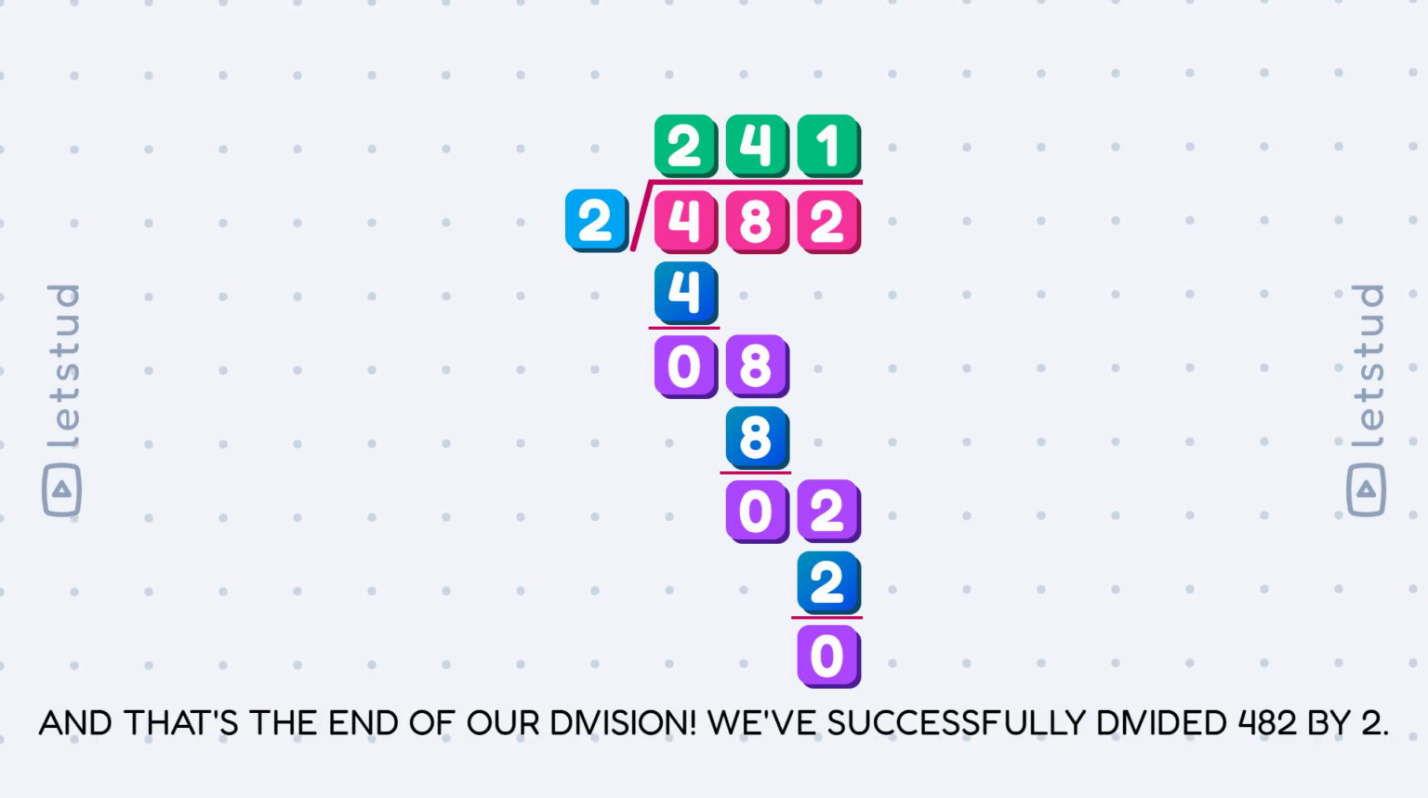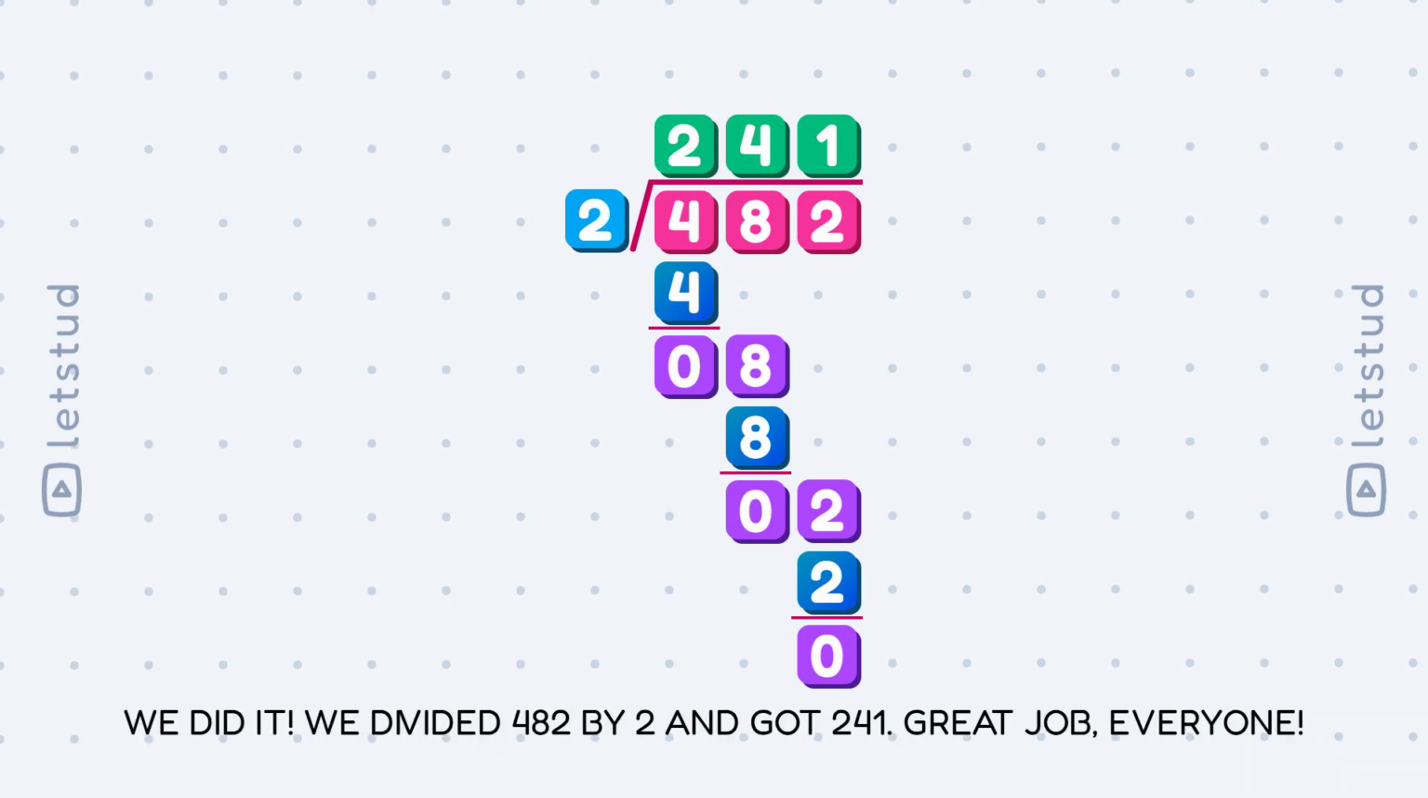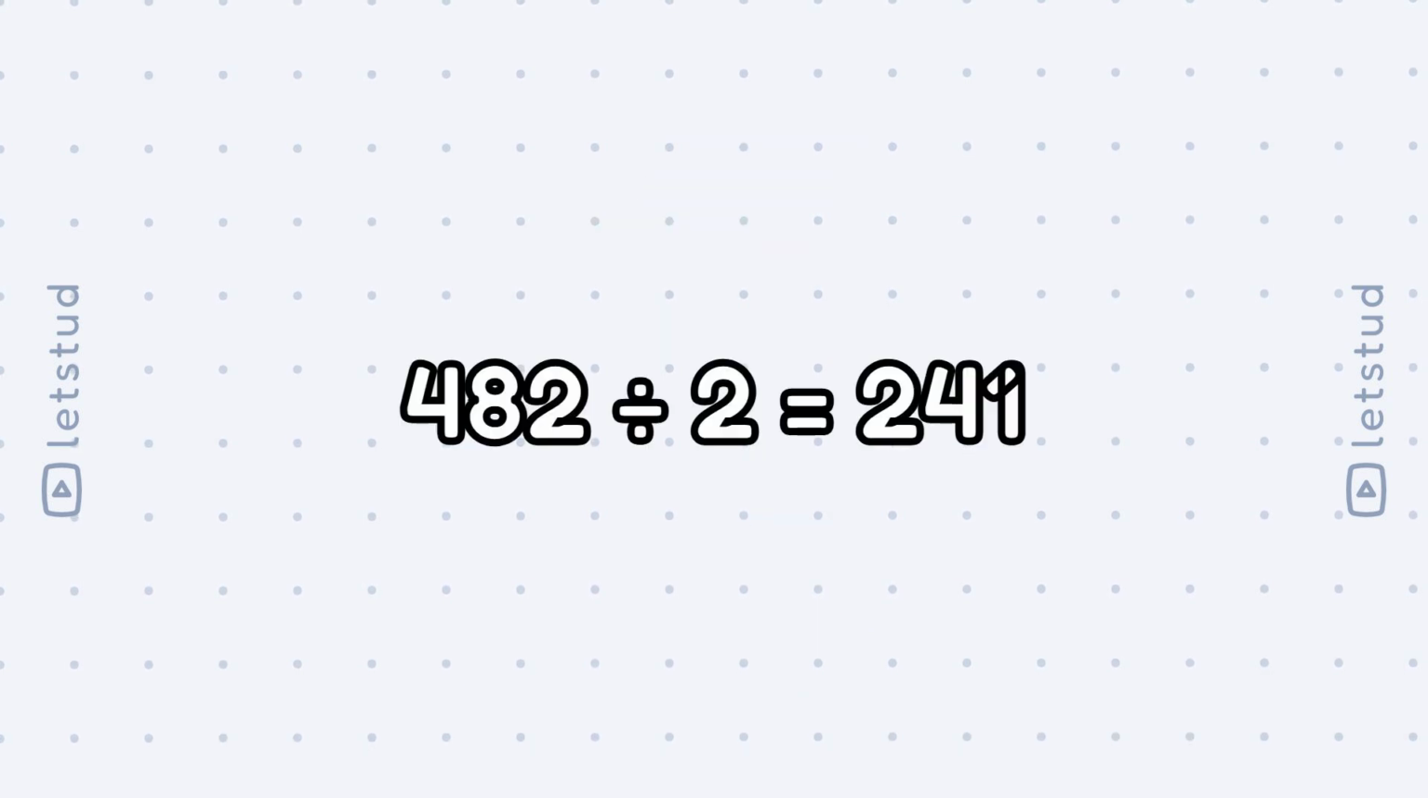And that's the end of our division. We've successfully divided 482 by 2. We did it, we divided 482 by 2 and got 241. Great job, everyone. See, long division isn't so scary after all, you tackled each step like a pro. Remember, practice makes perfect and you're all becoming math wizards.